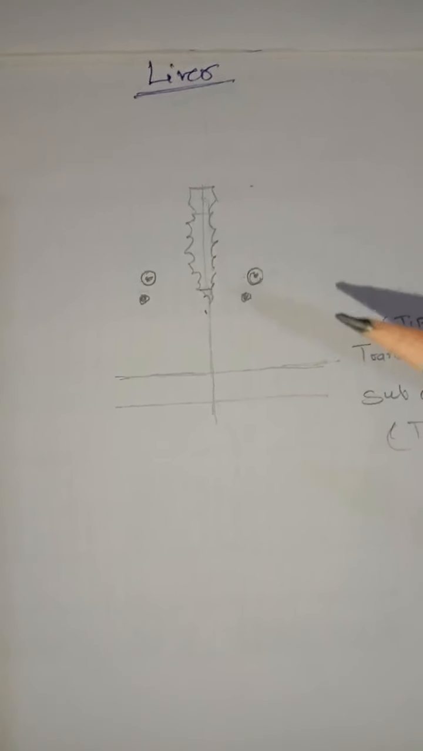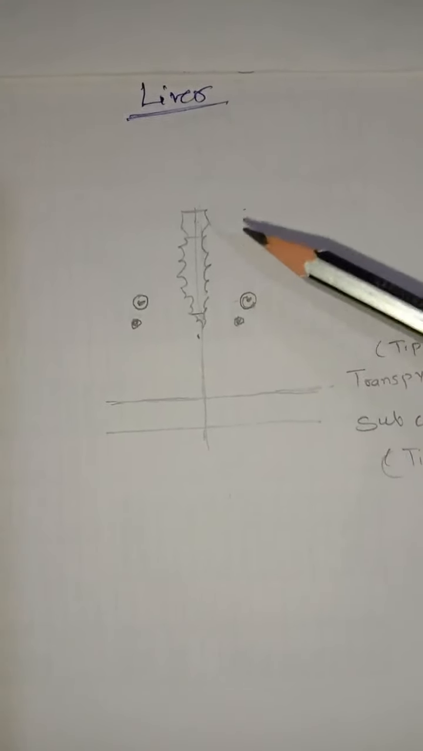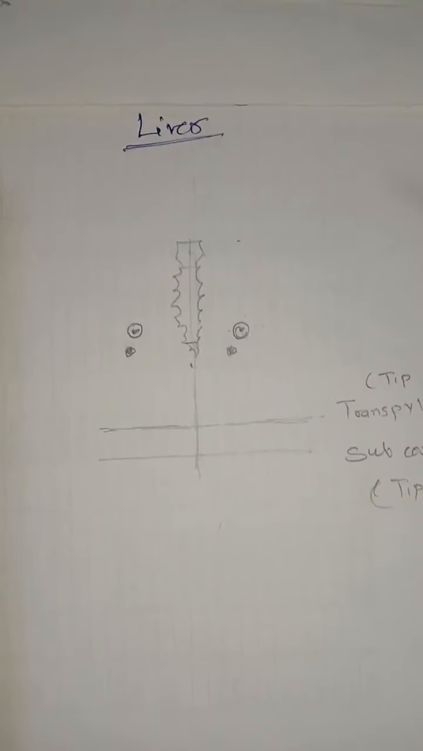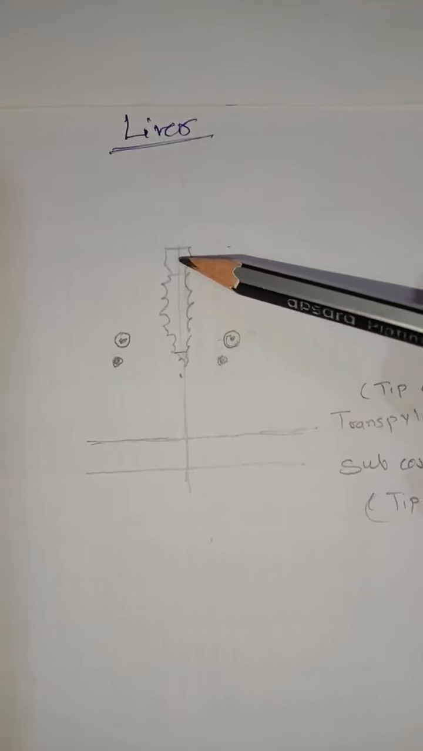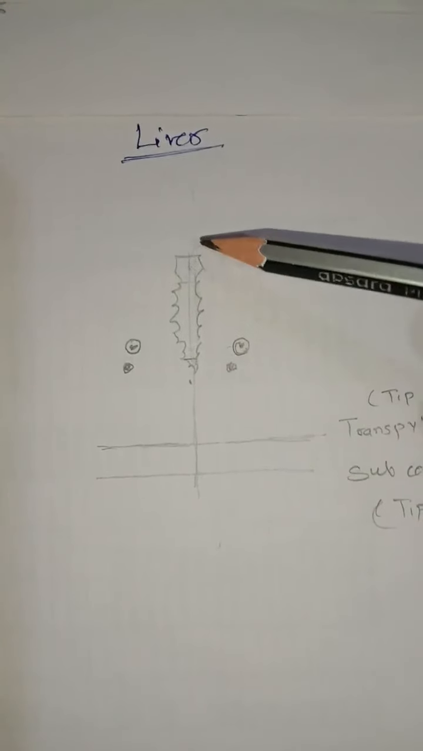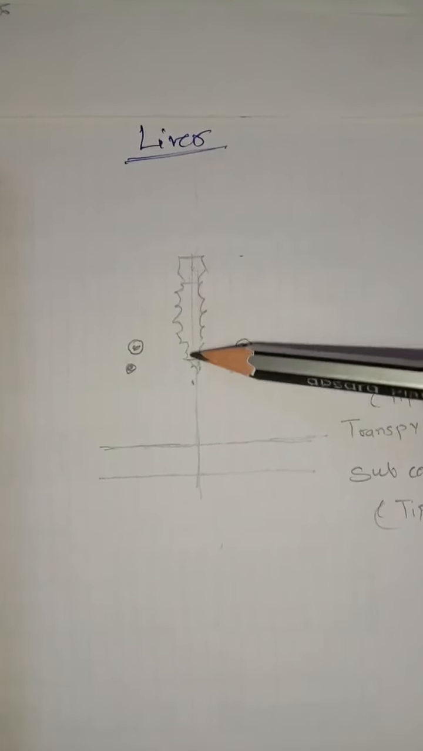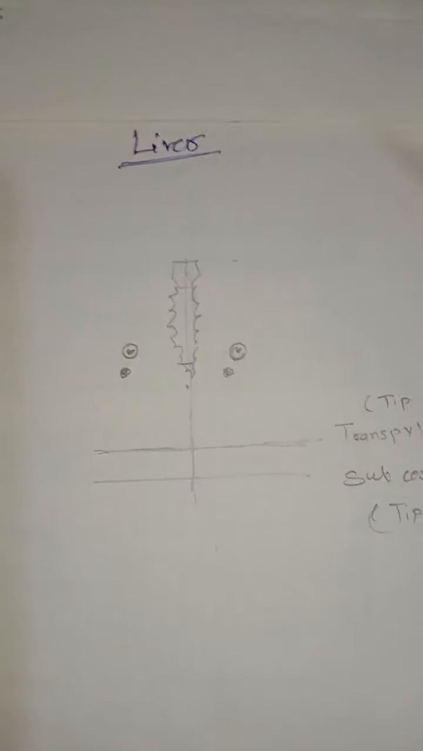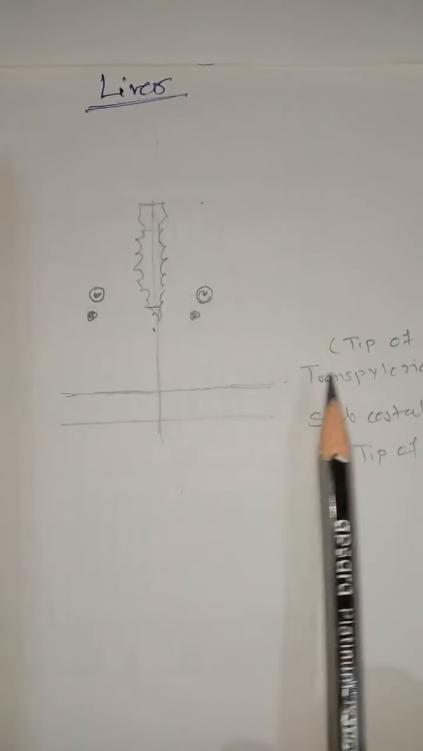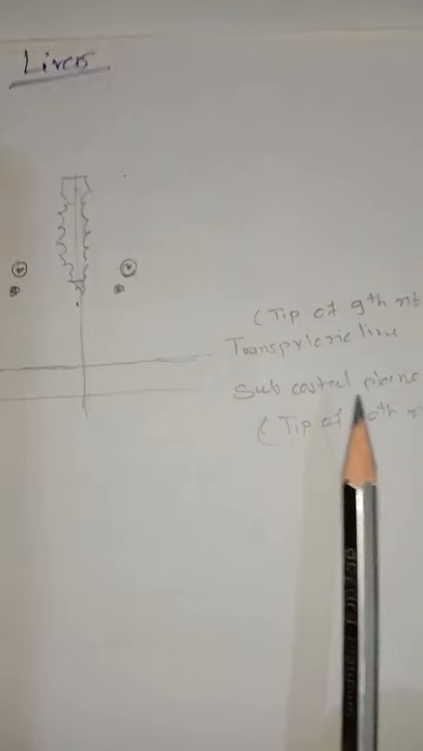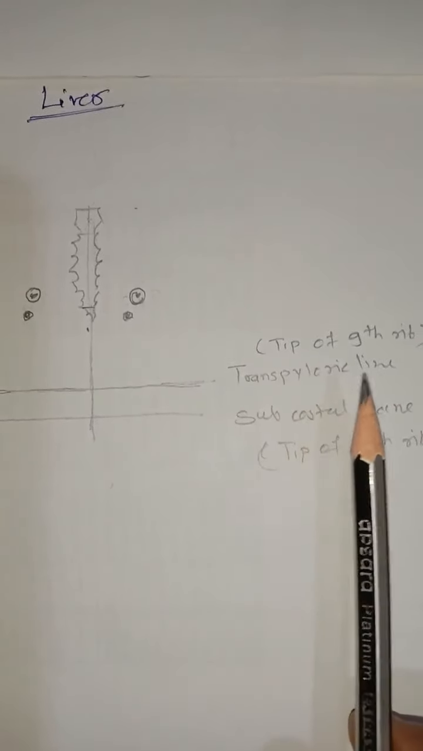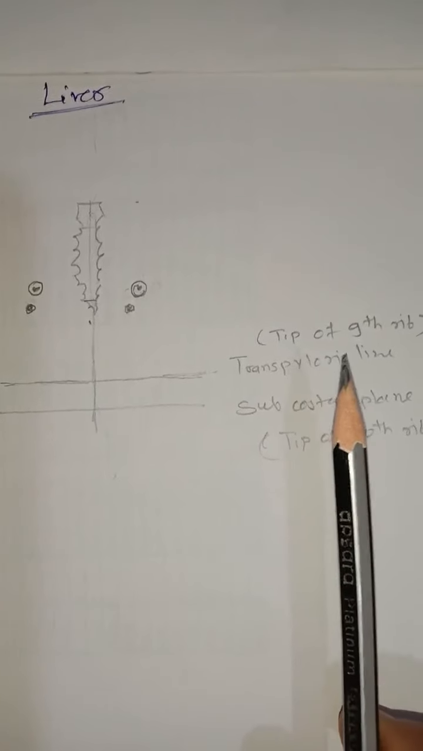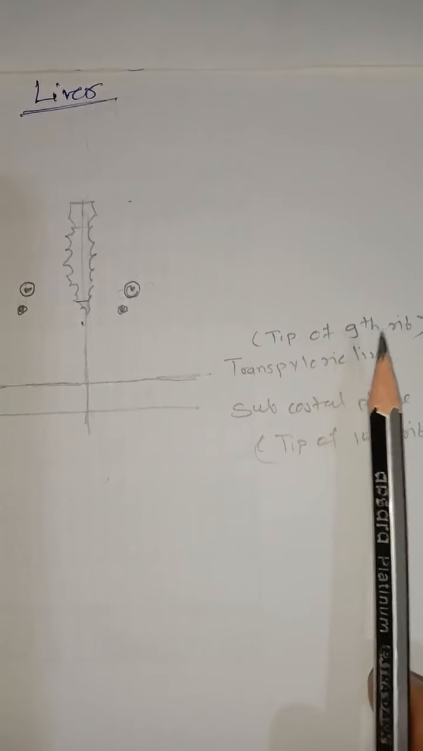So now we should start the surface anatomy related to the liver. For this we should draw the sternum here, and from the sternum the median margin should be drawn, this one. Then the next two transverse lines we should draw: first the transpyloric line, or the transpyloric plane, which passes through the tip of the ninth rib.